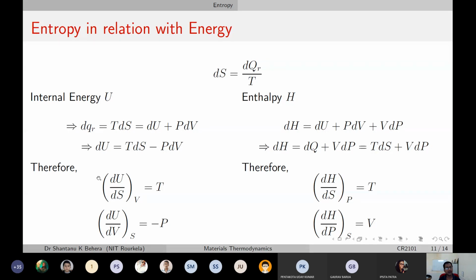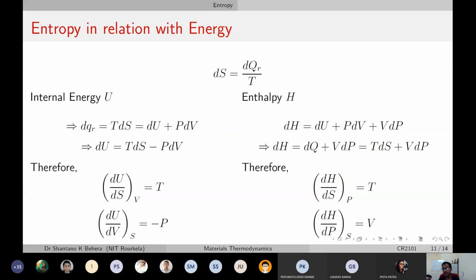So from this, you can get the functional relationships, which is del U by del S at constant volume is going to be T. That means del U by del S, if you do it at constant volume, is going to be T. Likewise, del U by del V at a constant entropy, you get minus p. These are the functional relationships, and these are going to be useful much later, when we talk about auxiliary functions and the various functional relationships between all the other thermodynamic quantities that we have.